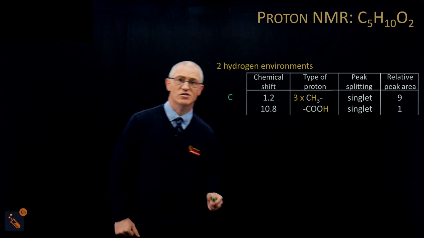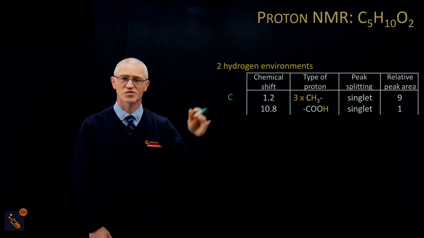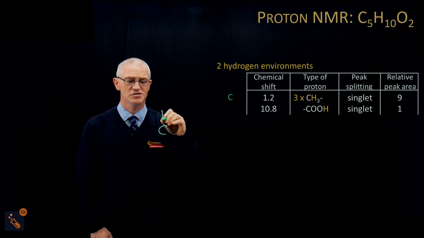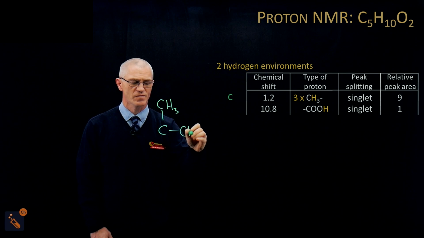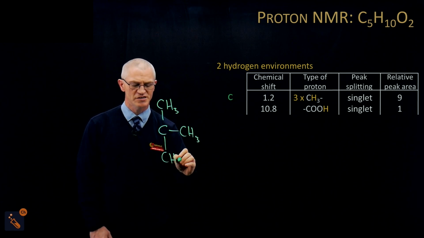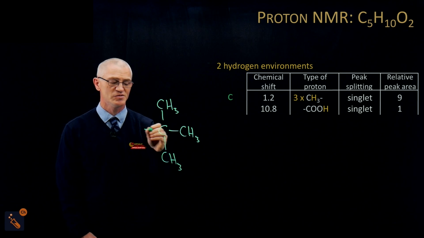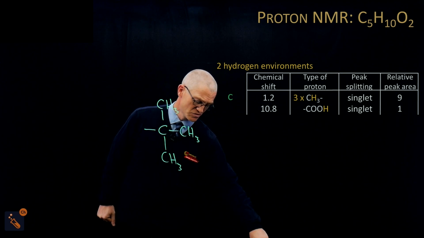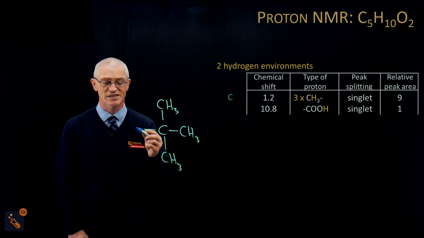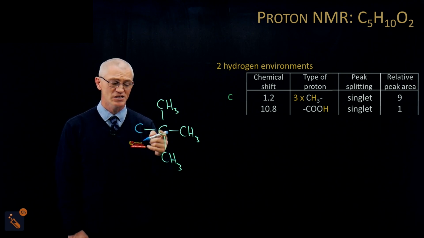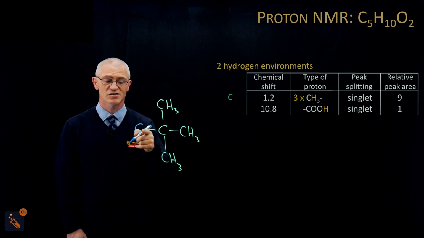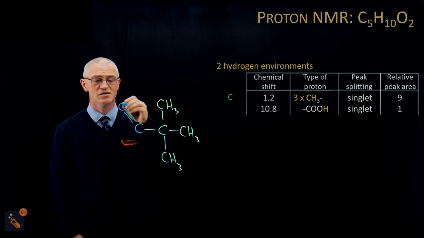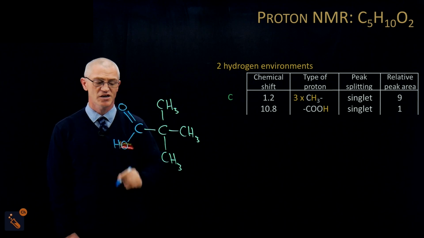So for the structure itself, we thought we had a carbon with 3 CH3s around it. So there is your CH3 around the carbon, and the carbon has no hydrogens on it. Well, that means that that carbon is bonded to something else that isn't a hydrogen. We also know that we've got a carboxylic acid. That carbon next to it has no hydrogens on it at all because it's bonded to a carbon. So that would make sense. And there you have your carboxylic acid.